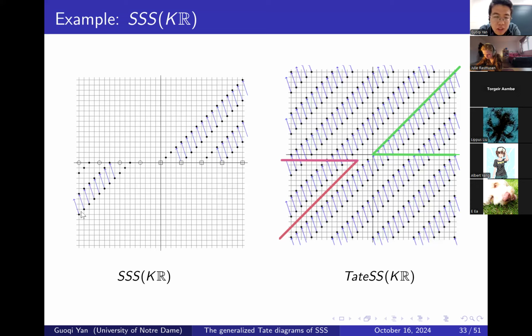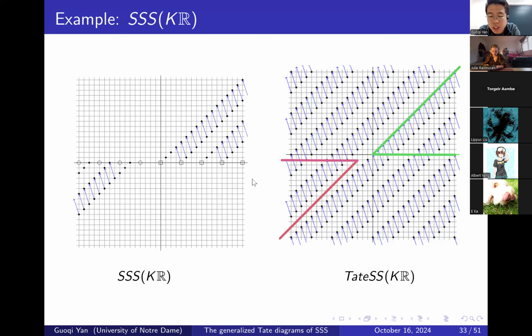And similarly, if we compare the negative cone of the slice spectral sequence on the left and the negative cone of the Tate spectral sequence, they are also isomorphic. And the Tate spectral sequence gives us a bridge to deduce the duality phenomenon in this slice spectral sequence itself.